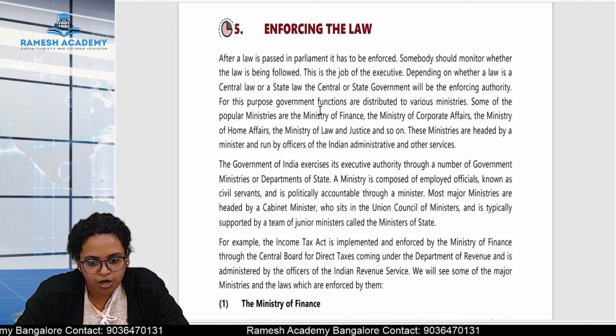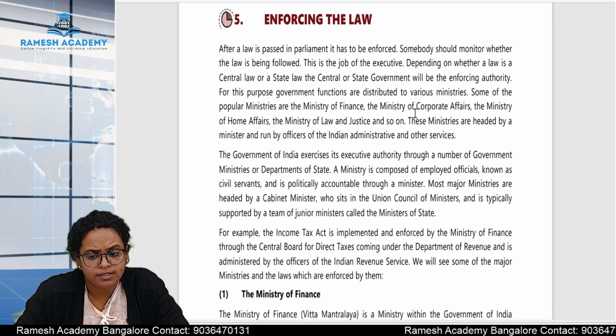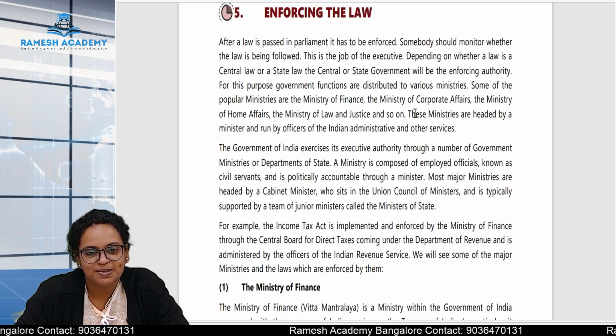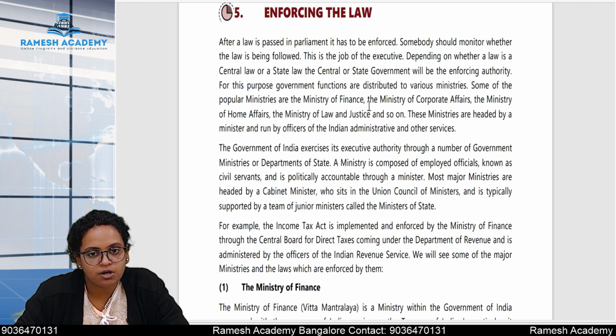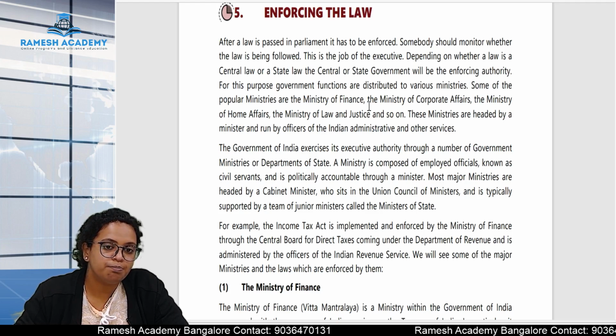For this purpose, government functions are distributed to various ministries. Some of the popular ministries are the Ministry of Finance, the Ministry of Corporate Affairs, the Ministry of Home Affairs, the Ministry of Law and Justice, and so on. So how do the central and state governments enforce the law? They cannot come and sit in every house to check whether the law is being followed. So they make sure that the law is enforced through the ministries.